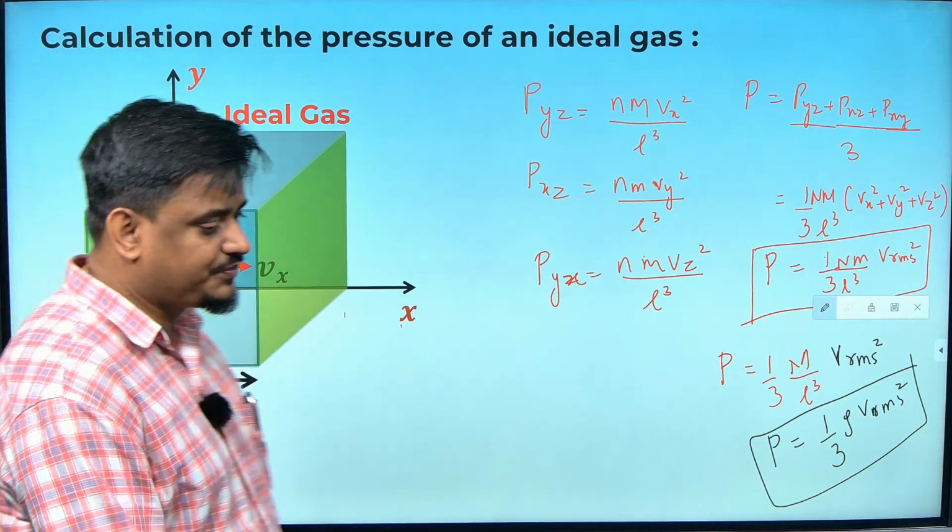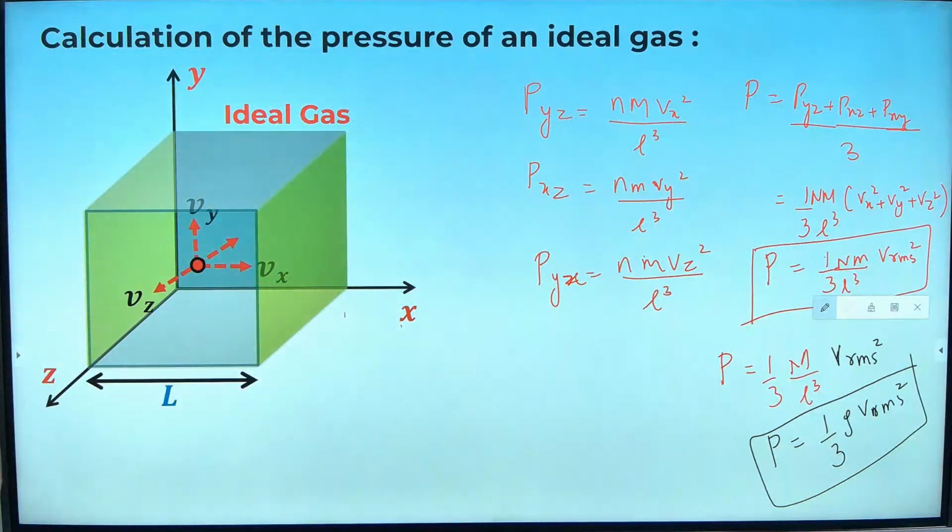Let me know if you are done. The end result is important: pressure is 1 by 3 rho V RMS square. It will be used in some questions. Shall I proceed further?